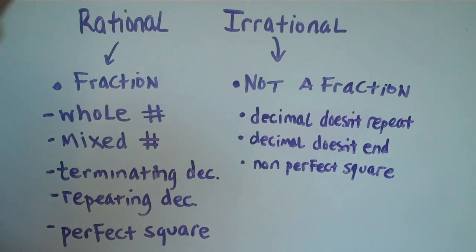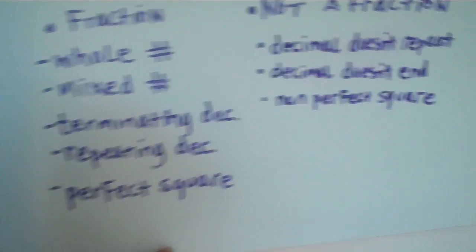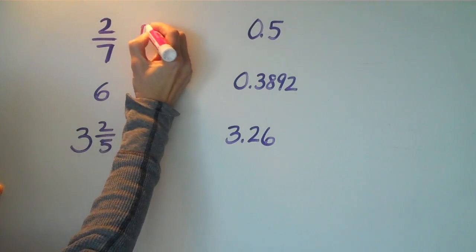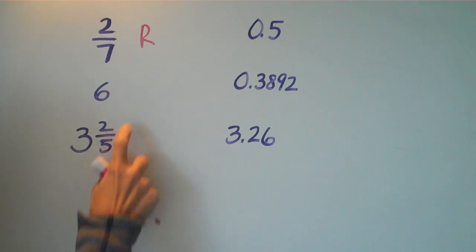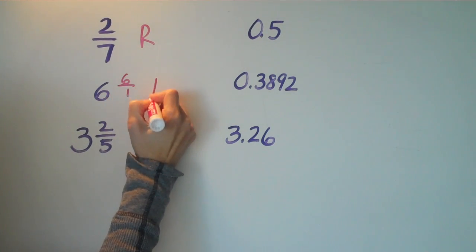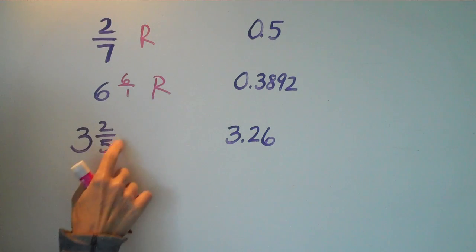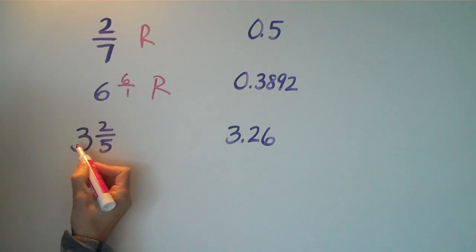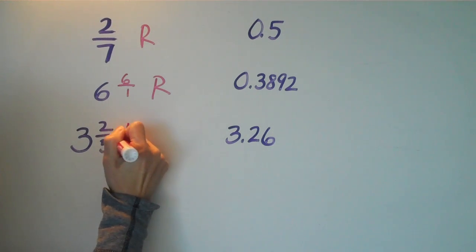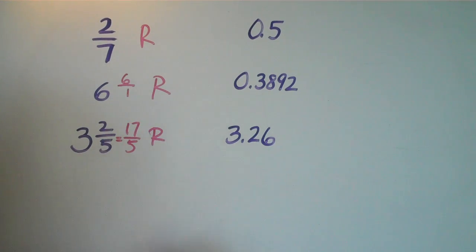So let's look at a couple of examples. See if we can figure this out. Okay, 2 over 7. Well, clearly 2 over 7 is already a fraction, and because it's already a fraction, we know that's rational. 6, well, again, we can make this 6 over 1, so that would be rational. 3 2/5, again, 3 times 5 is 15 plus 2, that's 17 over 5. That's rational.